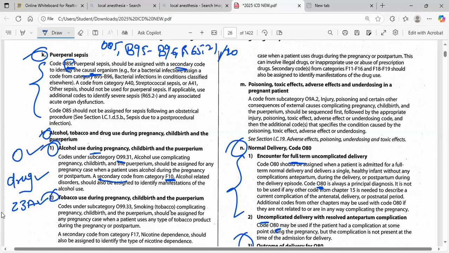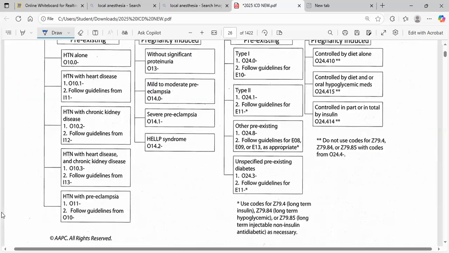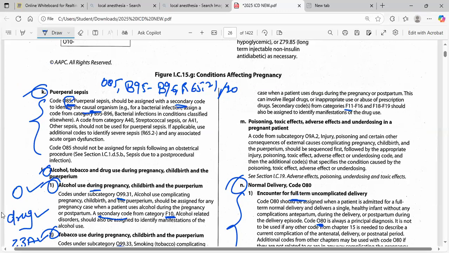Second guideline, tobacco use during pregnancy. Again, your first code is O series, then you have to use a code from series F17 to represent the nicotine. If the patient uses any drug, you have to use O99 and your second code will represent the drug used by the patient.